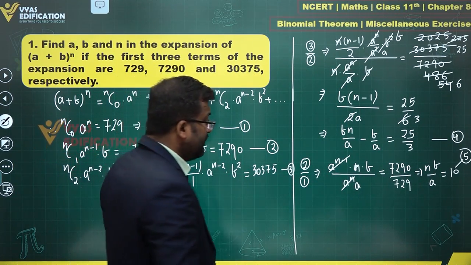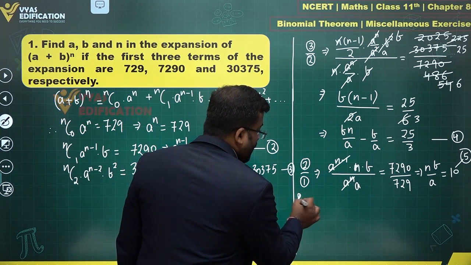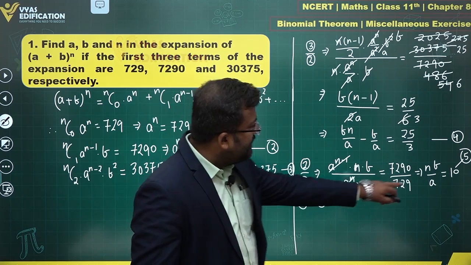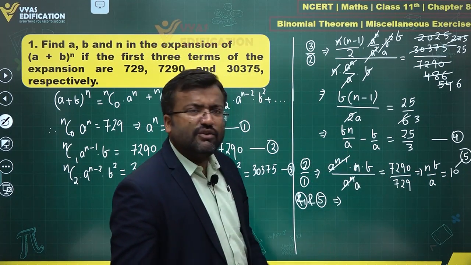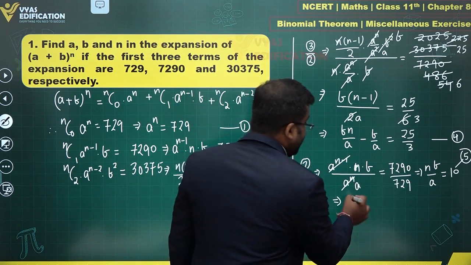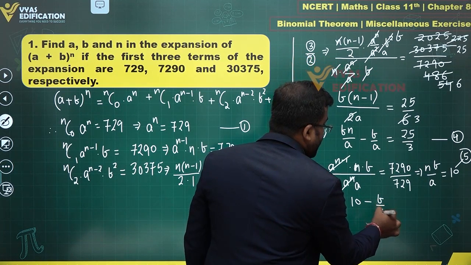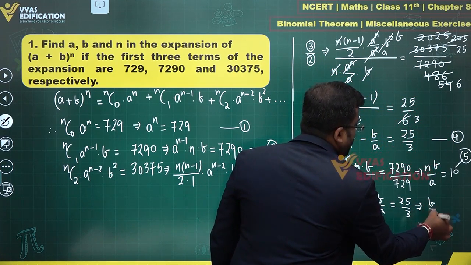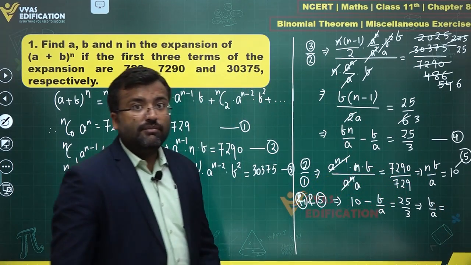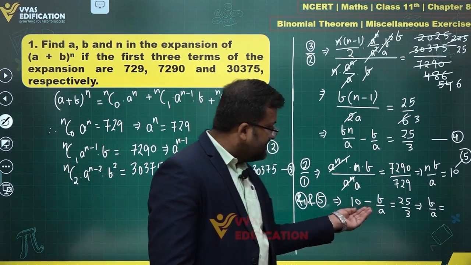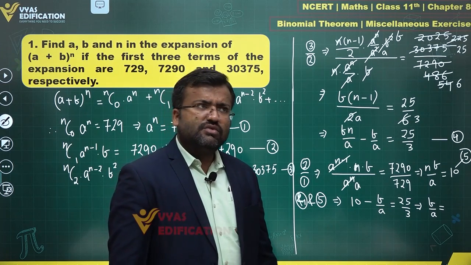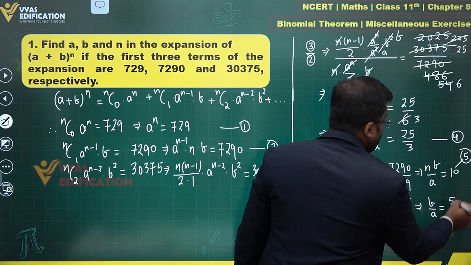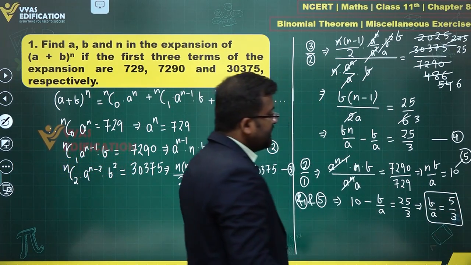Using 4 and 5, from 4 and 5, we see that nB by A is 10. Let's use that 10 over here. 10 minus B by A is equal to 25 by 3, and this gives me B upon A is equal to 10 minus this 25 by 3, right? This will be 30 minus 25, which is 5 by 3. Okay. B by A becomes 5 by 3.